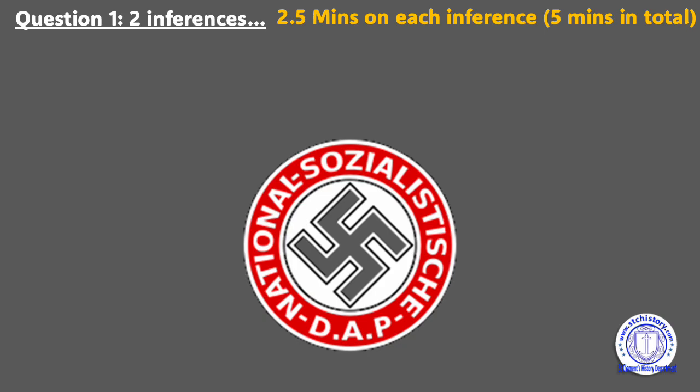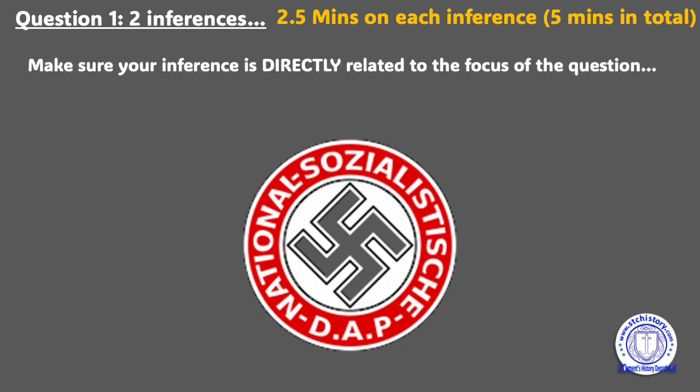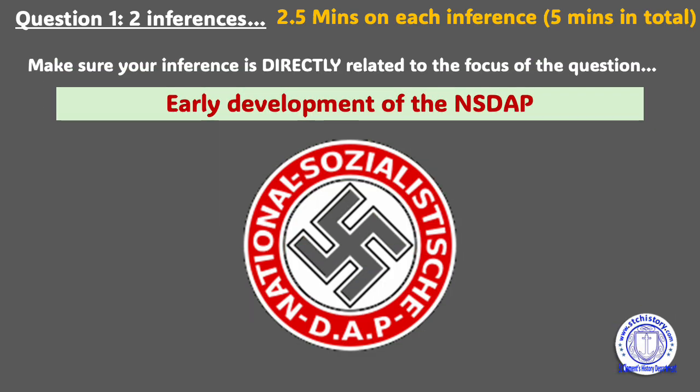The problem that we sometimes have with this inference question is we overthink it and we overcomplicate it, okay? So make sure your inference is directly related to the focus of the question. In this case, the focus of the question is the early development of the NSDAP. So that's all we need to be writing about, nothing else. Just make sure that you get that bit right.